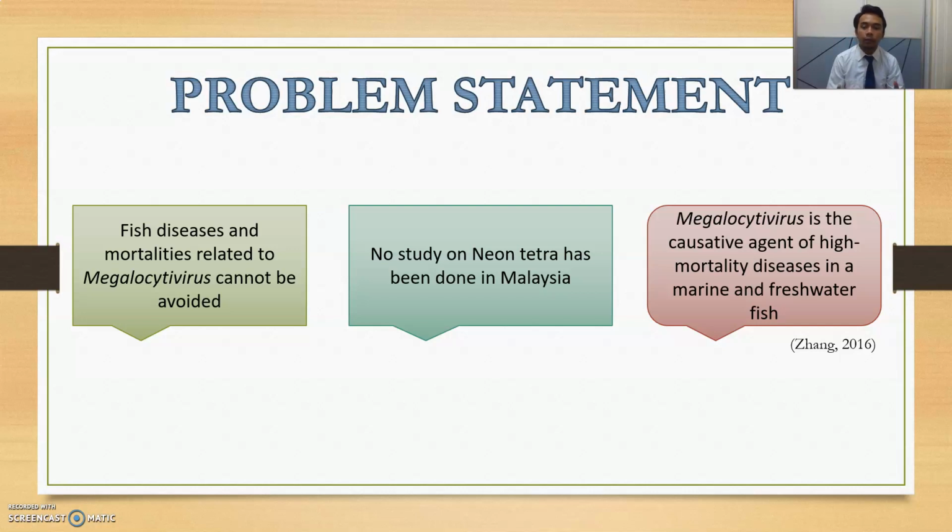Move to the problem statement. The problem statement for this study is that fish disease and mortalities related to the megalocytivirus cannot be avoided, and no study on the tetra has been done in Malaysia. And the last one is that megalocytivirus is the causative agent of high mortality disease in marine and freshwater fish.